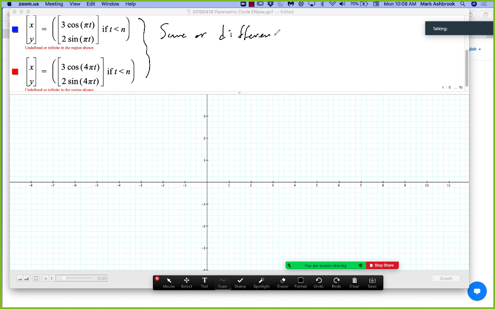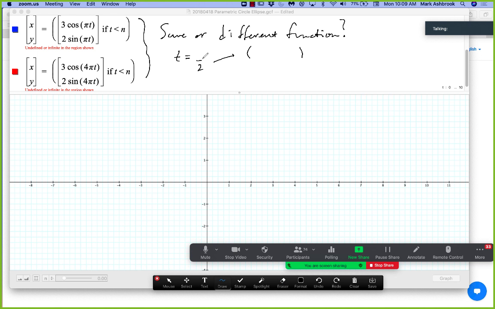Different function. I have one vote for different. Why different? Same t, different outputs. Yeah, right. So for this one, if t is 1/2, my blue function gives me what point?